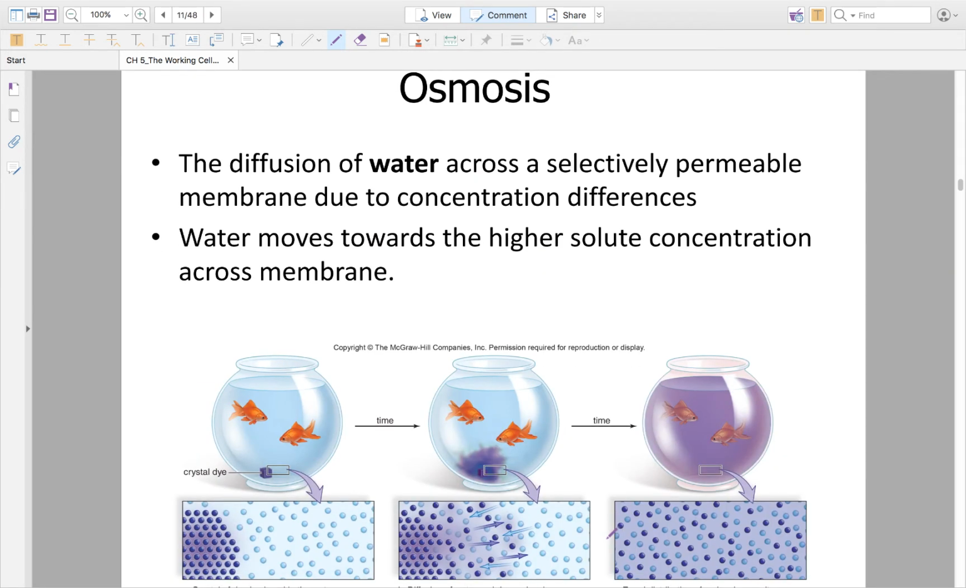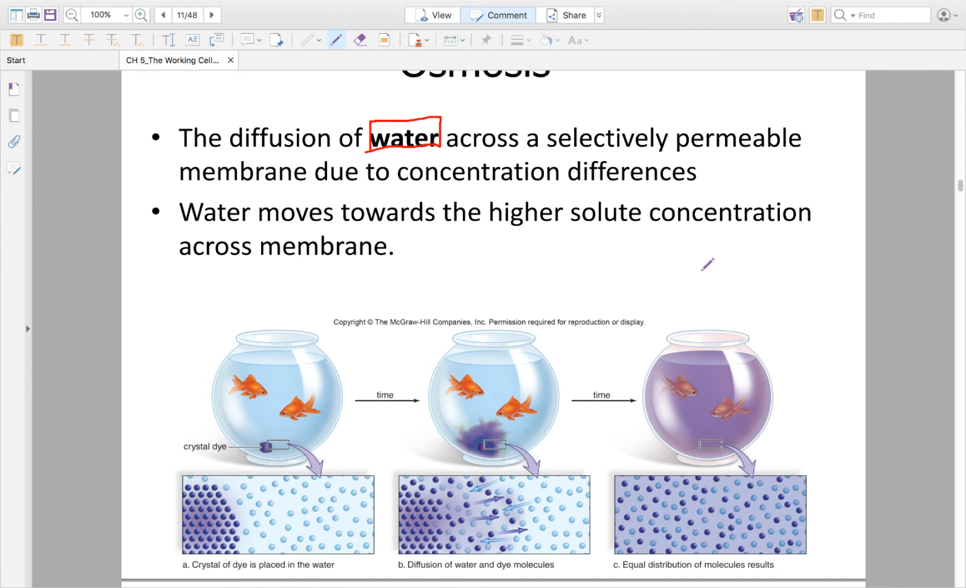Now, osmosis. Osmosis is the diffusion of water. This is specific to water. It's the movement of water across a membrane, and it's going to move based on concentration differences on either side. All right, so what we're showing here, now water will always move towards the higher solute concentration.